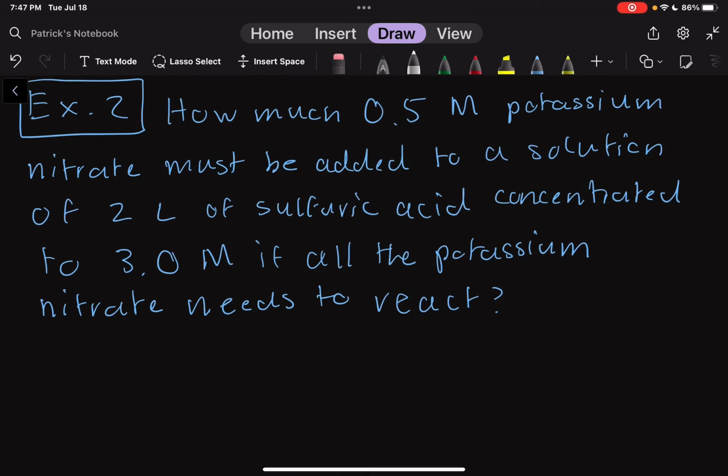What we have going on here is the mixing of two solutions. On the one hand, we have a 0.5 M potassium nitrate solution, and on the other hand, we have a 3 M sulfuric acid solution. We can write a chemical formula for this, but since we aren't given any other information, let's assume that the molar ratio between potassium nitrate and sulfuric acid is 1:1.